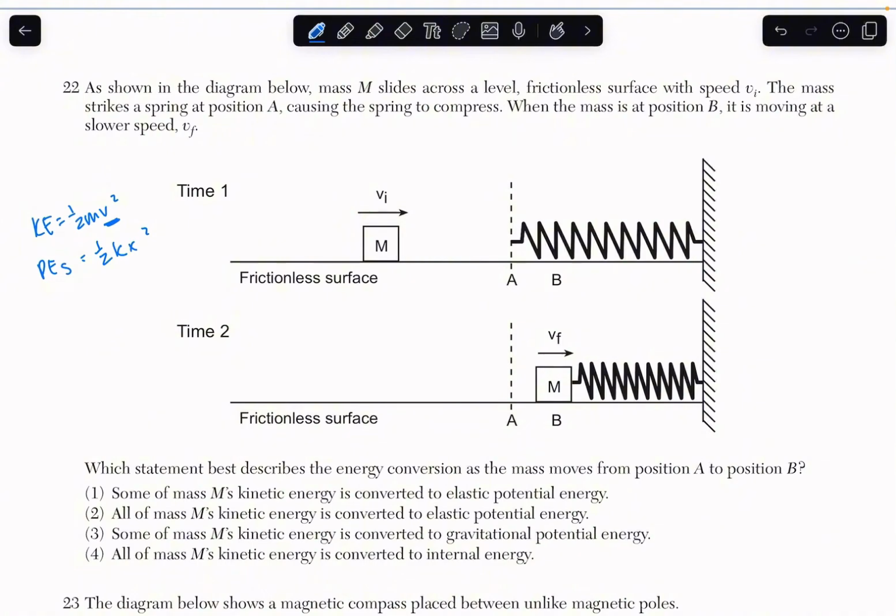And at position B, the box is moving at a slower speed. So that means that the kinetic energy should be decreasing. But elastic potential energy is based off of the change in spring length, which is x. And it says here that the spring compresses, meaning that there's a larger change in spring length. So that means that our elastic potential energy increases, giving us choice 1. Some of mass m's kinetic energy is converted to elastic potential energy.